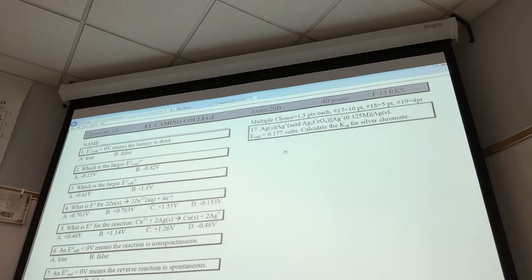Or can you visualize a concentration cell? If the electrons are flowing left to right, what does that tell you about the silver? We got silver ions here. We got silver ions here. Electrons are flowing left to right with 0.177 volts. What does this tell you? The right side is more concentrated. We've just got more silver.